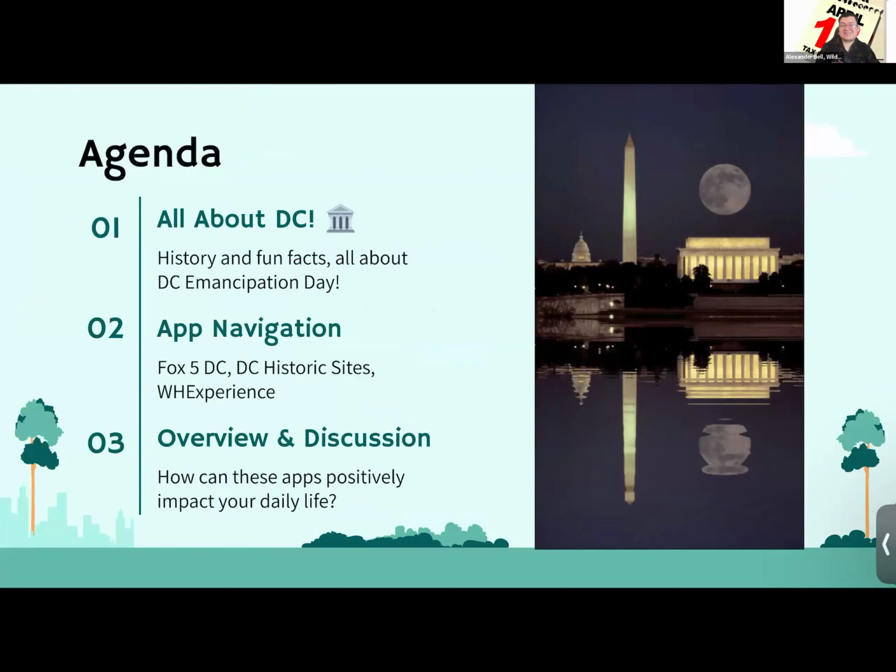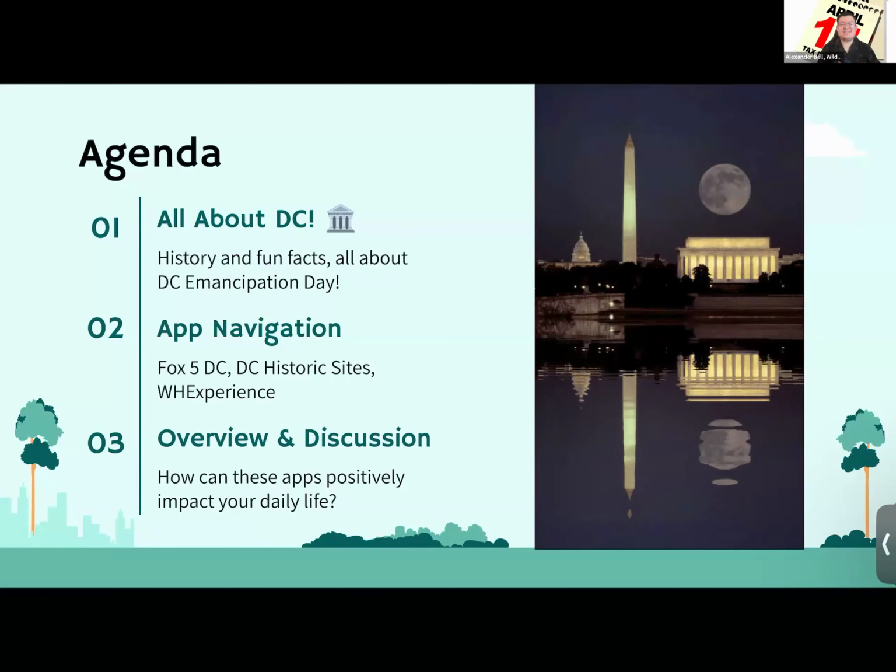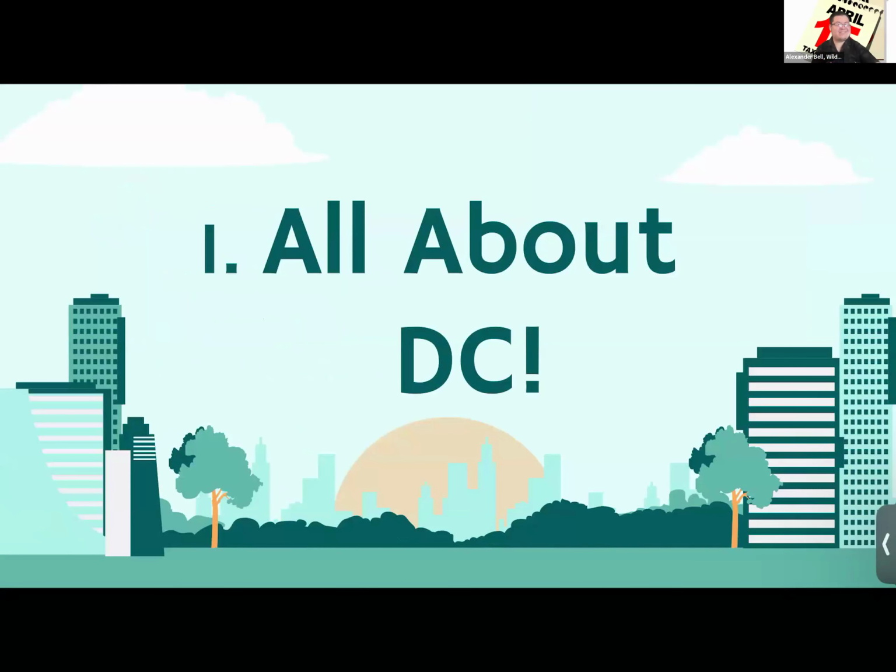Other than that, we're going to go ahead and get started first with our agenda. One, we'll be learning all about DC, some history, some fun facts, and learn more about DC Emancipation Day. We'll be covering 3 apps as usual: Fox 5 DC, DC Historic Sites, and the White House Experience. Last but not least, we'll have our overview and discussion and talk about how these apps can positively impact your daily life. And again, thanks so much for coming on, and I really look forward to presenting this information to you all today. So first, all about DC.